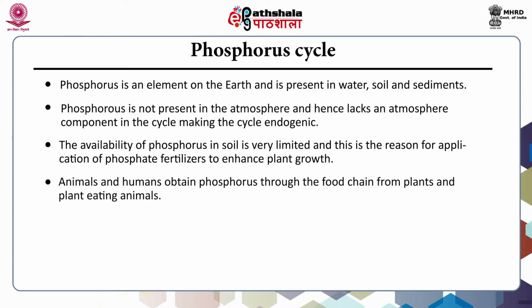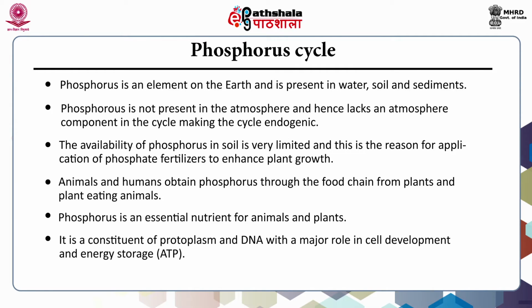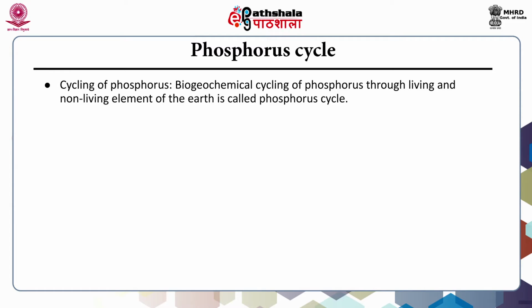Now, animals and humans obtain the phosphorus through the food chain from plants and plant eating animals. Phosphorus is an essential nutrient for animals and plants. It is a major constituent of protoplasm and DNA, which plays a major role in cell development and energy storage. Now, ATP is where your body takes up energy during the breakdown of ATP. Now, let us discuss how the phosphorus is cycled.